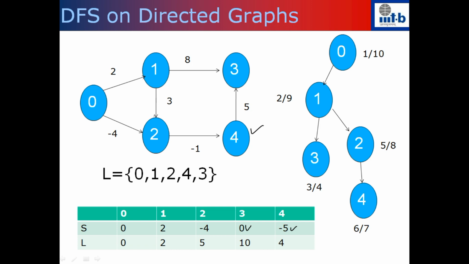So you can see that the longest path to the vertex 3 from 0 is 10. So that is through the vertices 0, 1 and 3. But if you want the shortest path, what you do is that from 0 you come to 2, from 2 you go to 4, and from 4 you go to 3. That is the shortest path whose weight is 0.